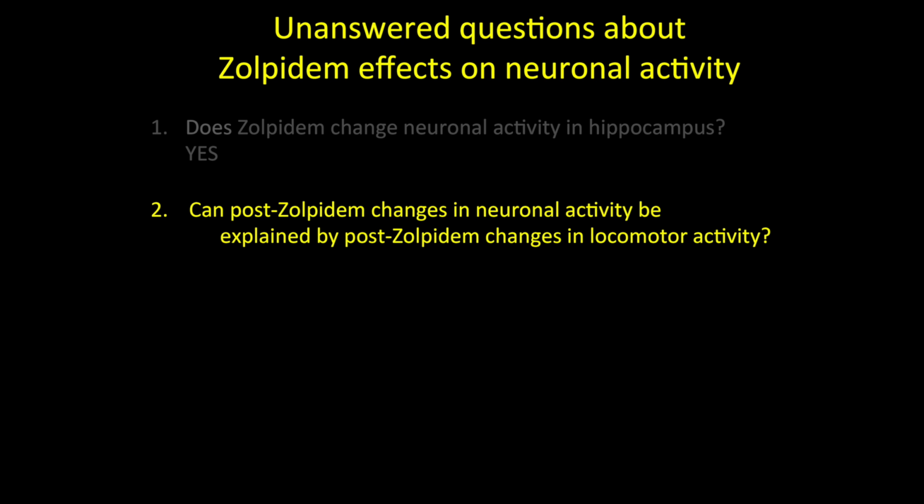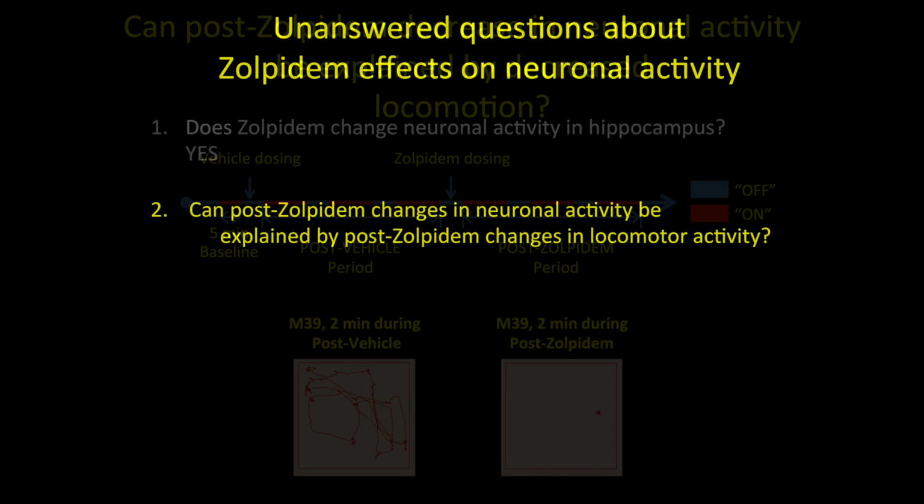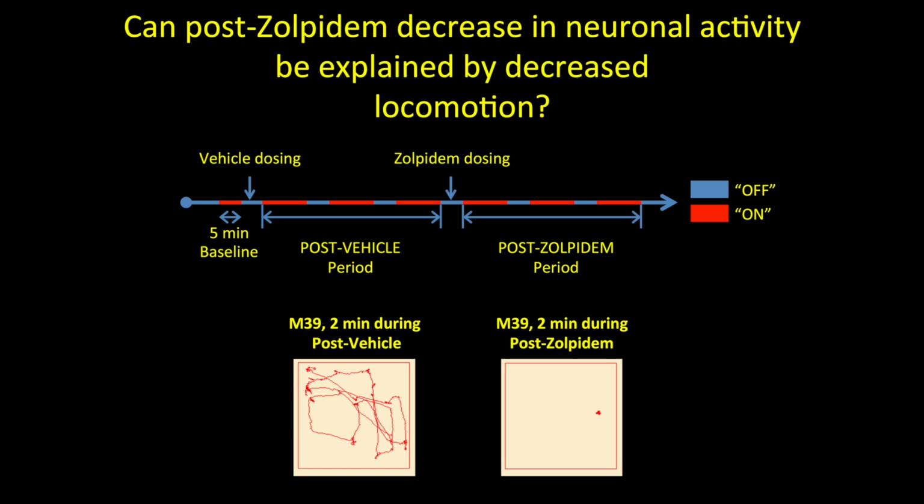We asked whether the decrease in neuronal activity can be explained by post-Zolpidem changes in locomotor activity. It is known that people taking Zolpidem behave slower, their motor activity decreases, and that is also true in the animals we administered Zolpidem to. As an example, let me show you the path of the animal in the arena during 2 minutes in the post-vehicle period and 2 minutes during the post-Zolpidem period. You can see, even from this fairly random example, a clear decrease in locomotor activity across the two conditions. Can we factor out the contribution of changed locomotion from the observed neuronal effects?